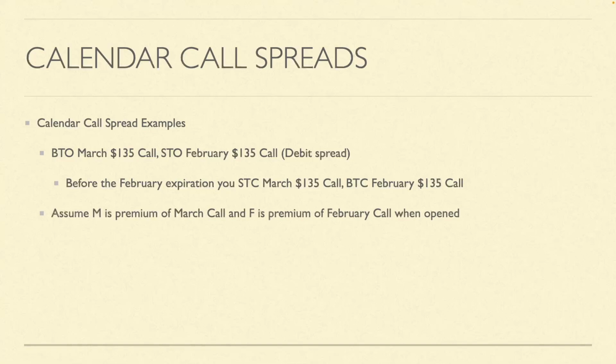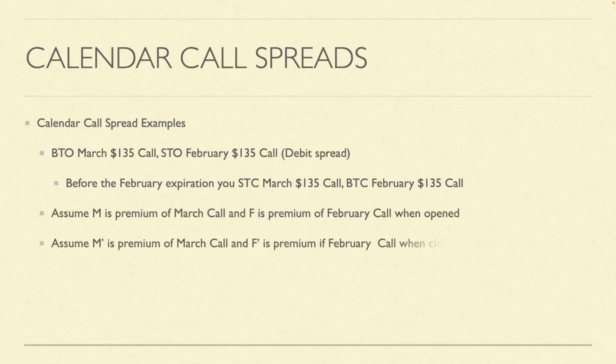If we assume that M is the premium of the March call and F is the premium of the February call when opened, and also assume M prime is the premium of the March call and F prime is the premium of the February call when closed, then our result will be the difference between the prime premiums and the non-prime premiums, and all intrinsic values will cancel out.